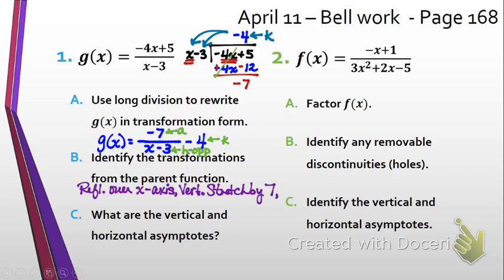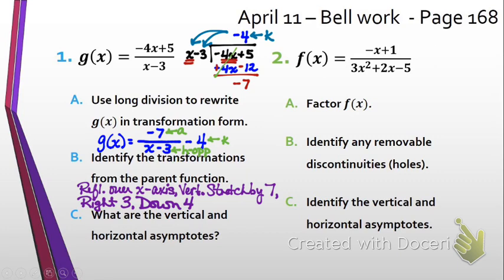Does a do anything else to my graph? No. Or sorry, h. We just did a. h is going right. Going right how much? 3. Right 3. And down 4.